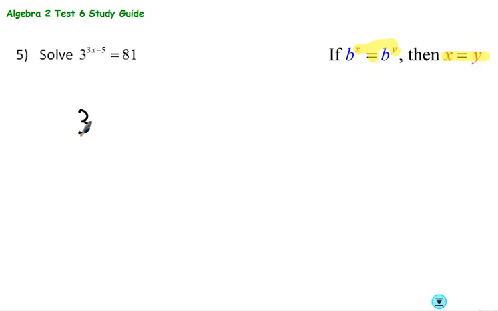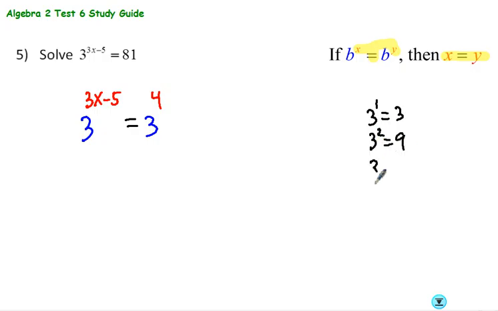Actually, I want to go to a different color on this one. So let's say 3 to the 3x minus 5 equals, and now we just said that 81 can be rewritten as 3 to the 4th. Right? And again, just so you make sure you see where I'm getting that from, 3 to the 1st is 3. 3 squared is 9. 3 cubed is 27. And 3 to the 4th is 81.